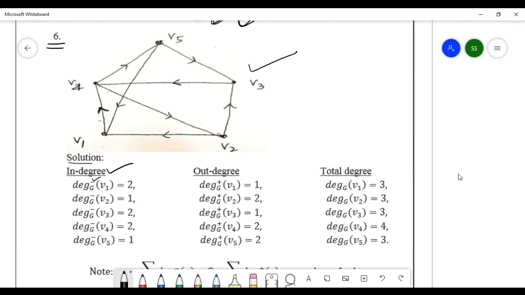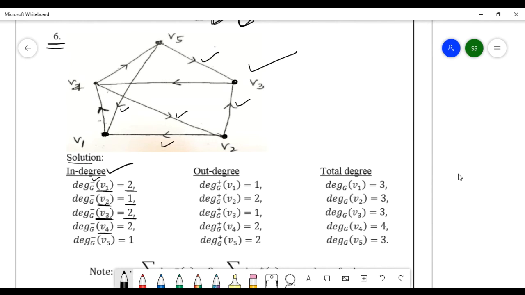So in degree at vertex V1. Where is V1? V1 is here. How many edges are coming? One coming and one coming, just 2. In degree 2 here. And in degree at vertex V2: how many edges coming? One coming, that's all. So in degree at vertex V2 is 1. In degree of vertex V3: this coming and this coming, 2. So in degree of vertex V3 is 2.